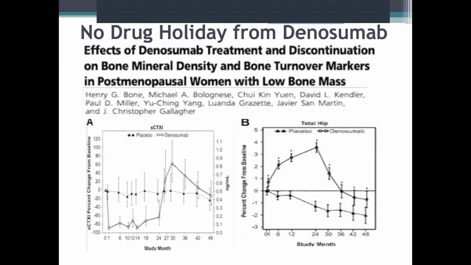So who would be a more appropriate individual for denosumab therapy? I tend to use it for patients who are older. Denosumab most of the time will need to be continued indefinitely or long-term. There is safety data for use of denosumab long-term compared to bisphosphonates.